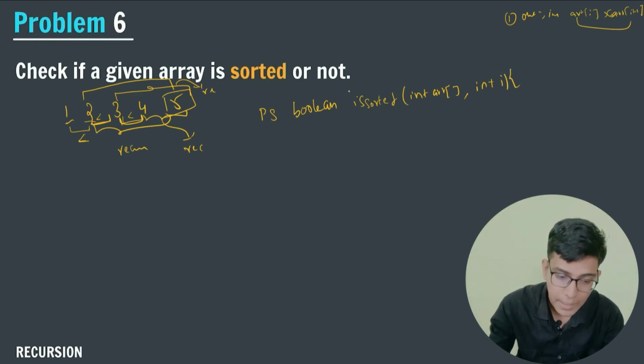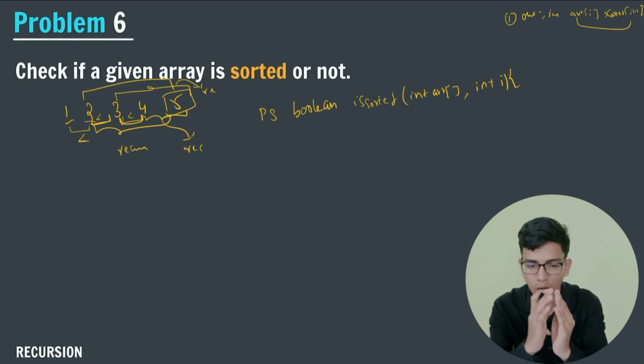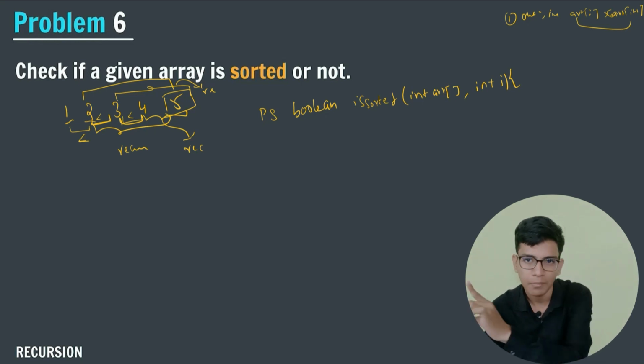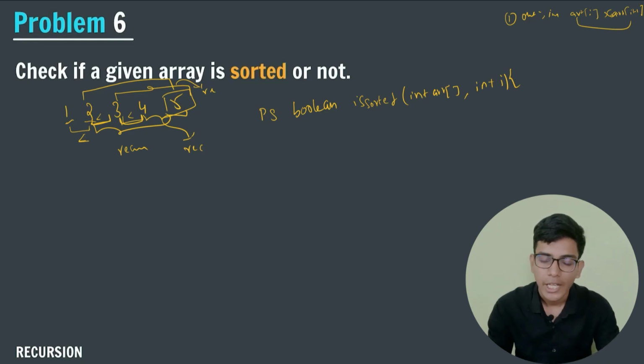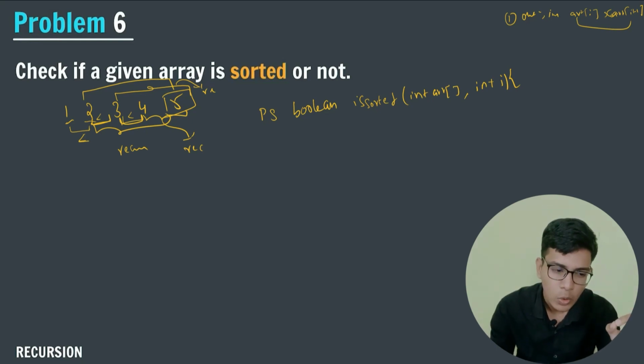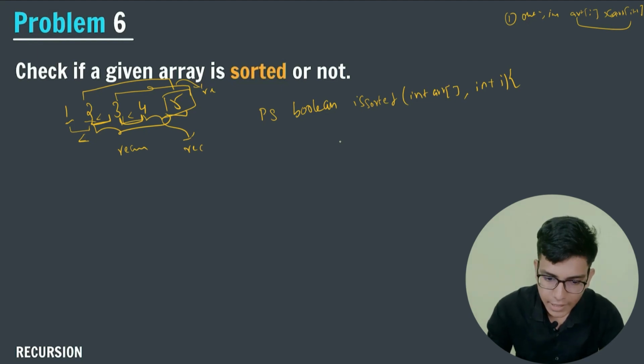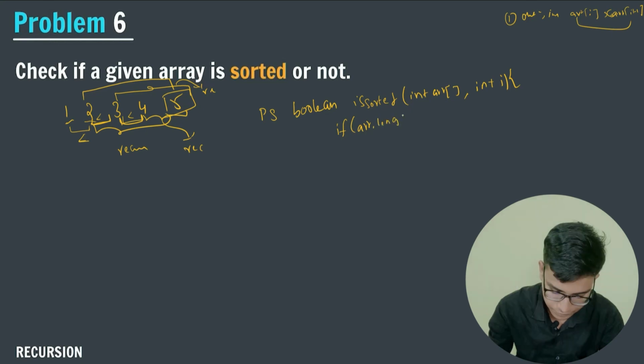Here the base case is: if I completed all my iterations for the complete array, that is, if I applied all my recursive calls for the whole array, it means that the given array is sorted. So if arr dot length is equal to I, if I get this condition, then I will return true.